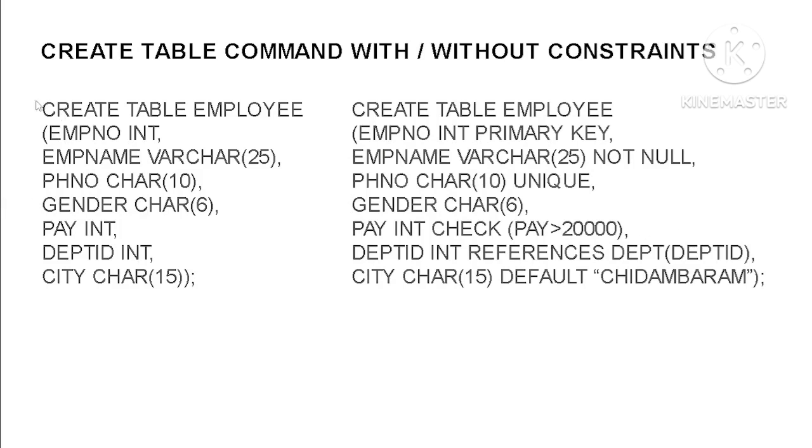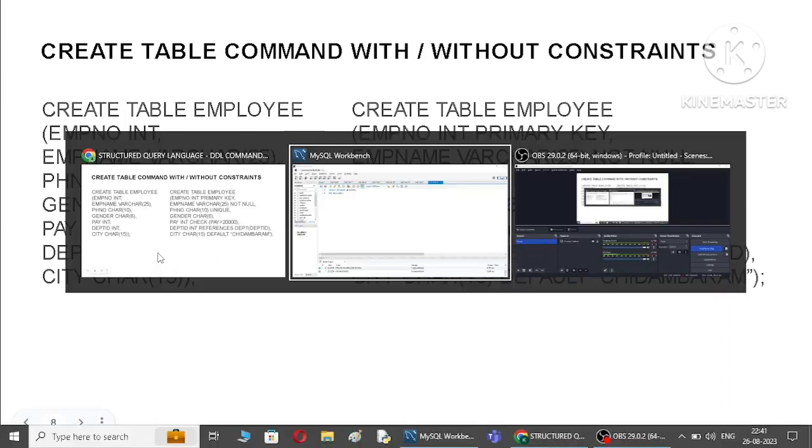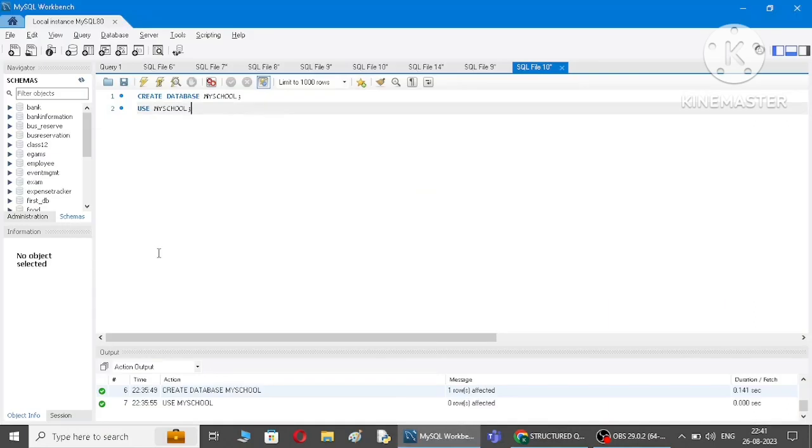This is the syntax to create a table. Create table employee. Emp number is the field name, int is the data type, comma, emp name varchar of 25, phone number character of 10, gender character of 6, pay int, department ID int, city character of 15. So I'll show you how to create a table.